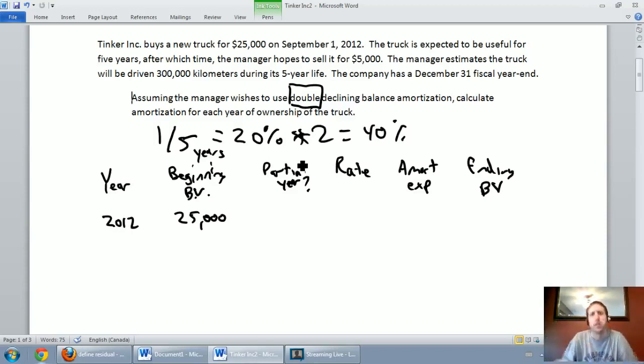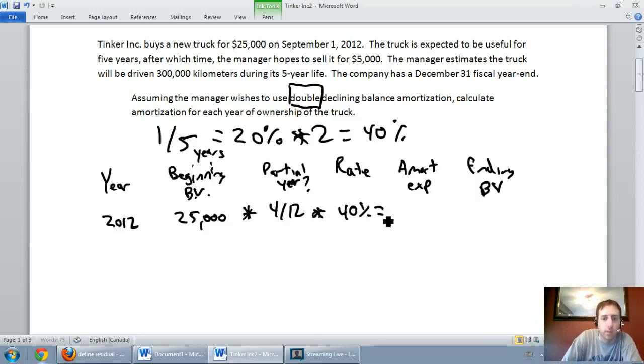It just happens we have a December 31st fiscal year end. But I'm only going to be worried about September, October, November, December. Years matter here, just like with straight line. 4 months. So I'm going to say, oh yeah, it's 4/12 of the year. My amortization rate, 40%. So my amortization expense is actually quite easy now that I've laid it out. It's 25,000 times 4/12 times 40%. So let's crunch that number.